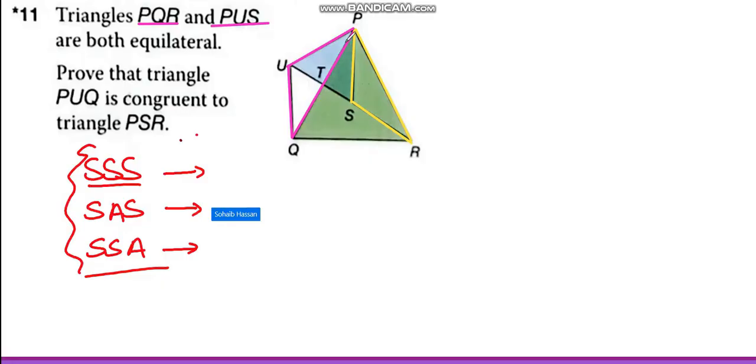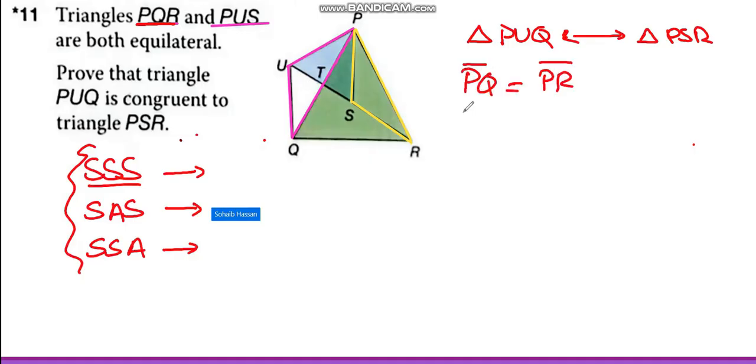So look, in the triangle PUQ and triangle PSR, first we will compare the triangles. In these two triangles, first of all, if we take these two sides, PQ and PR, these two sides are equal in length. Why? Because these two sides are also the sides of equilateral triangle, as it is given here that PQR and PUS are two equilateral triangles. That's why PQ and PR should be equal in length. So we'll write the reason that these two sides are the sides of equilateral triangle.